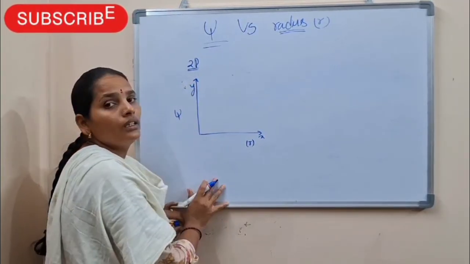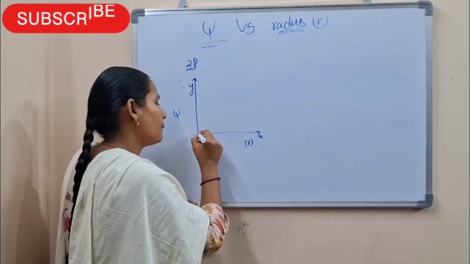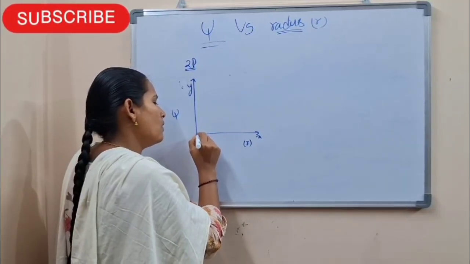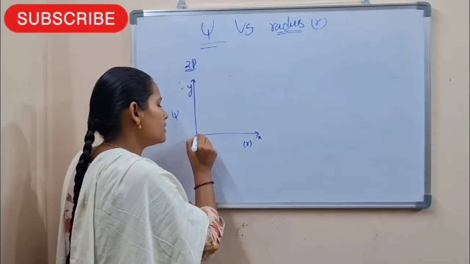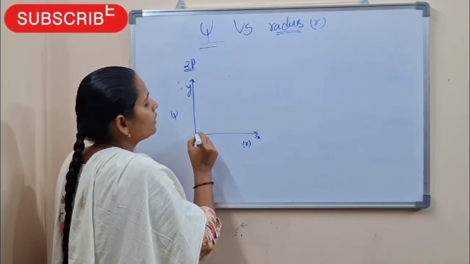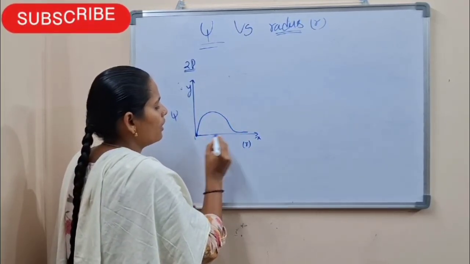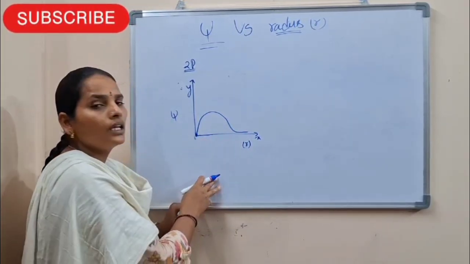The graph will be like this. This is the nucleus or center. The graph will be like this.